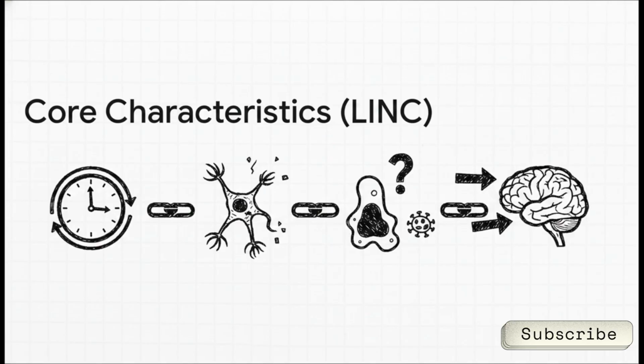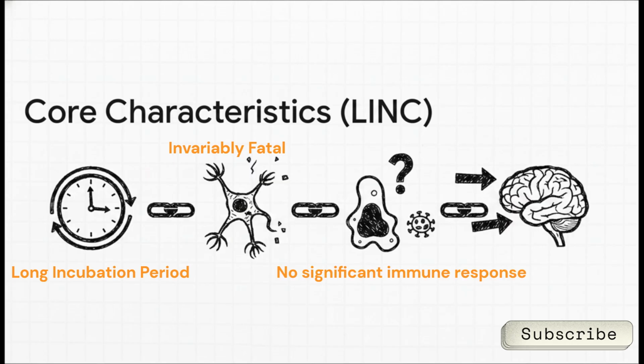Now, for your exams, you've got to have a way to remember this stuff. So here it is, a fantastic mnemonic. Just think of the word LINK. L for a long incubation period. I for an invariably fatal outcome. N for no significant immune response. And this is a huge clue, right? The body doesn't even seem to see the threat. And C because the central nervous system is ground zero. So burn LINK into your memory. It's going to help you out.